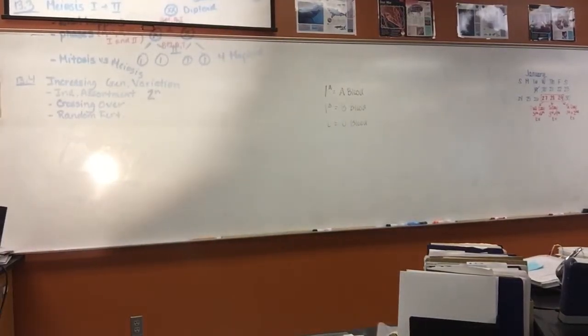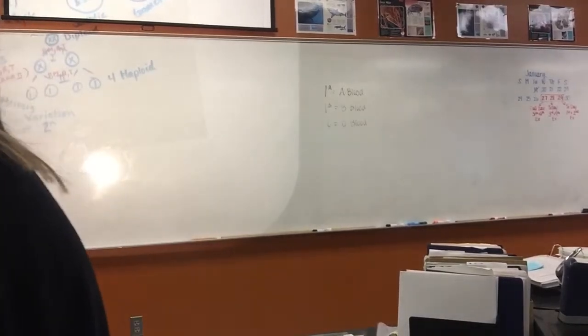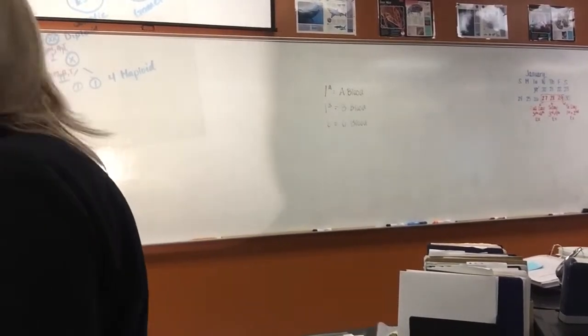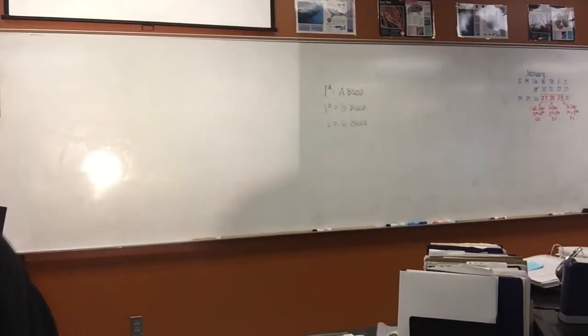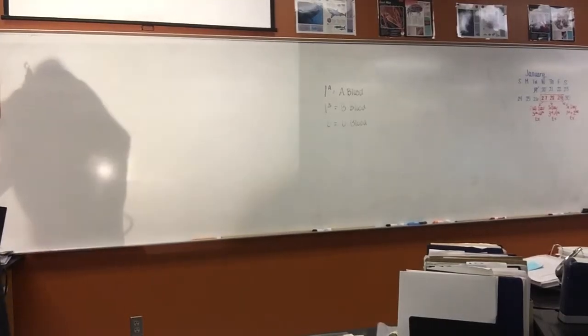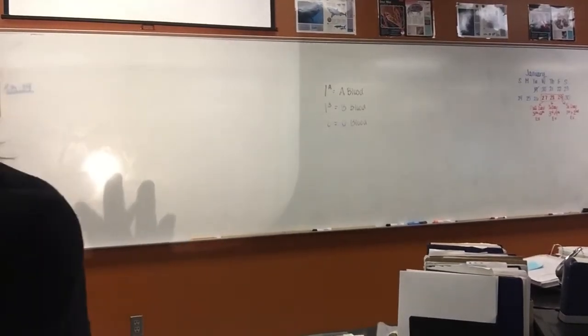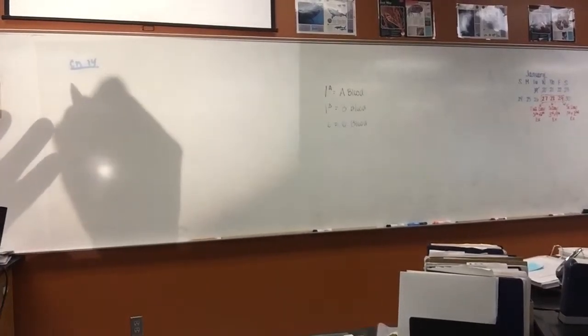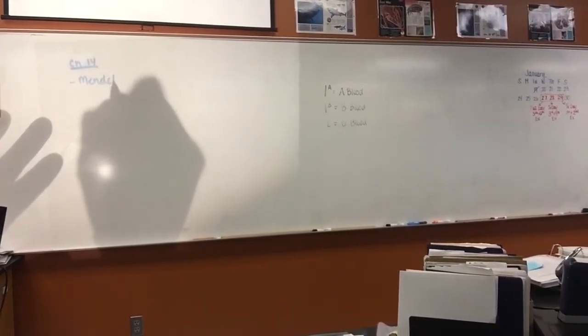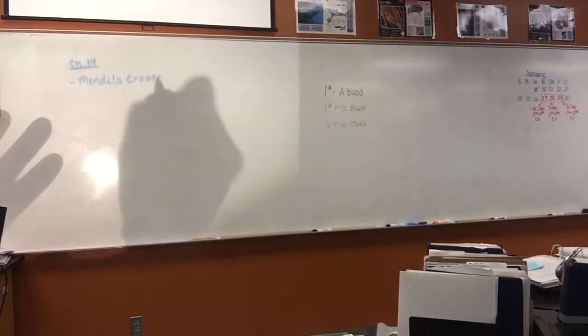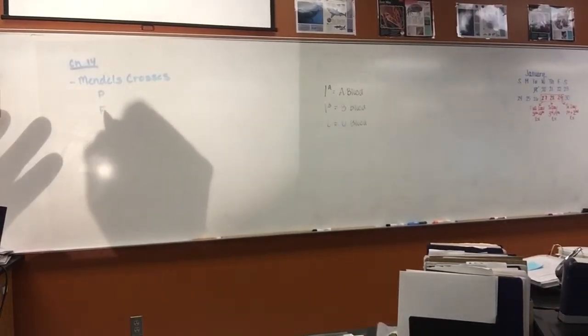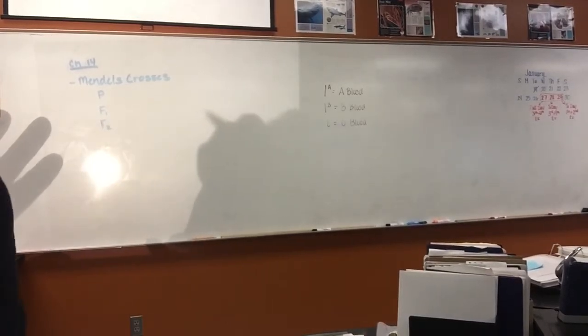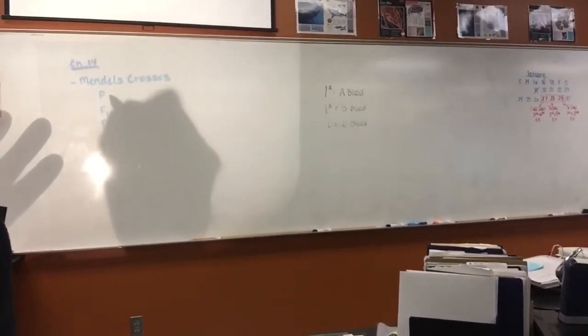Okay, and then lastly, so that's chapter 13, and then the last part is with chapter 14. So chapter 14 is all the genetic stuff, so crosses and so on. So chapter 14, let's see, Mendel. So we need Mendel's crosses. So remember, he had the P1, F1, and F2 generation. Couple of things about the P generation.